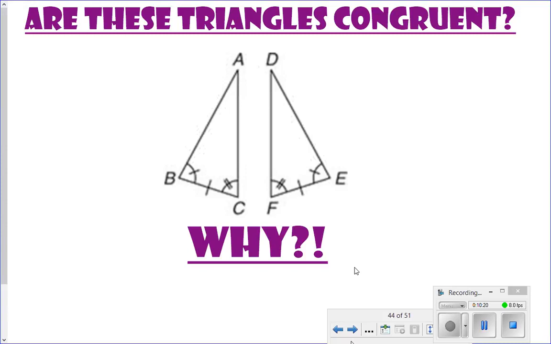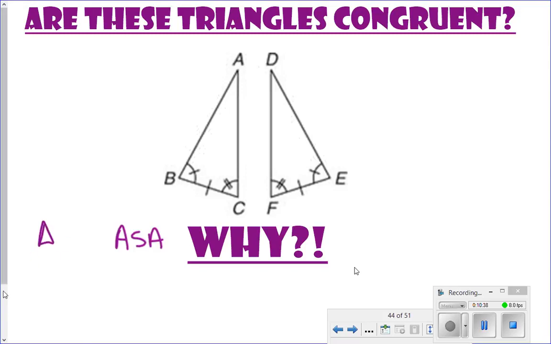Take a moment, maybe pause the video, try that, and then play to check your answer. So in the left triangle, I have angle with the side in between an angle. Here I have angle with the side in between an angle. Angle, side, angle does prove that triangles are congruent. Therefore, these triangles are congruent.